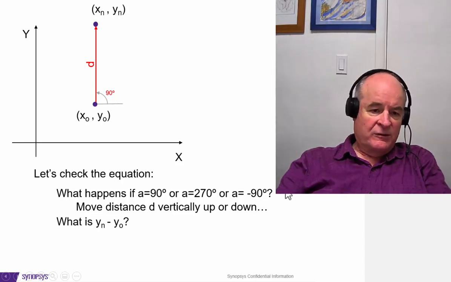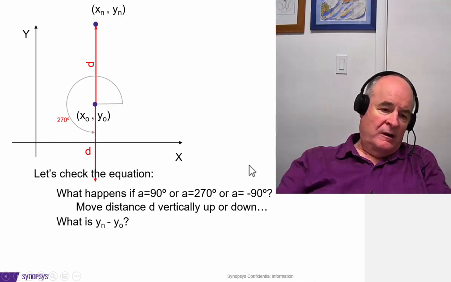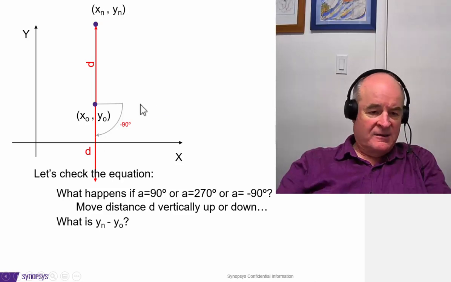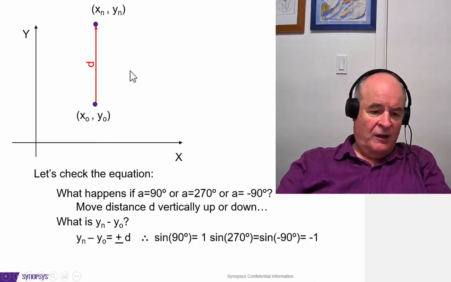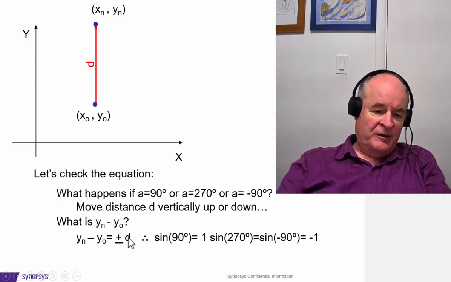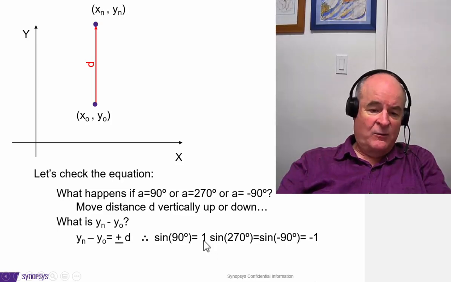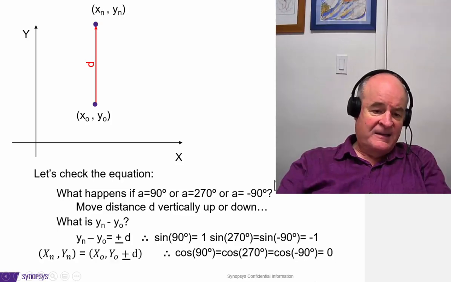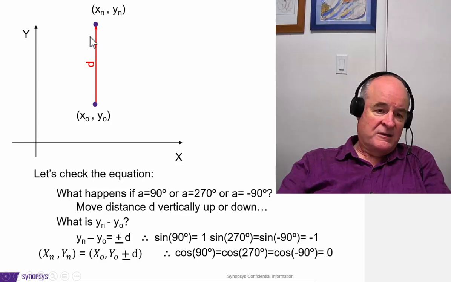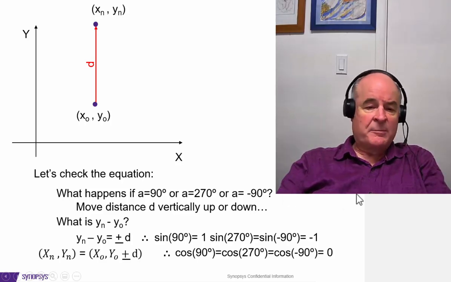Now look at the case where we draw a vertical line. At 90 degrees, we go straight up, or we could go straight down if we do 270 degrees clockwise, or minus 90 degrees in the counterclockwise direction. Either way, you get a vertical line. So the difference between yn and y0 is d, either plus or minus d. So the sine of 90 has to be 1, and the sine of 270 or minus 90 has to be minus 1, so we go the other direction. And in this case, for x, it's pretty easy, right? The cosine of 90 must equal the cosine of 270. It has to be 0 because there is no change in the x value. It's a vertical line. So we get our equation. Let's go ahead and put these in Python and give it a test.